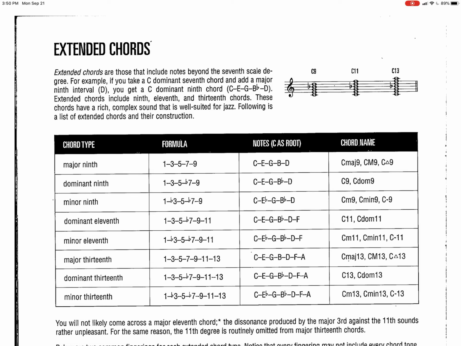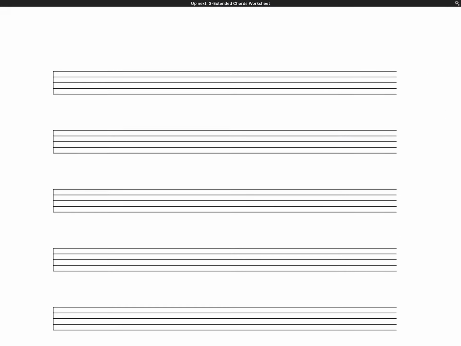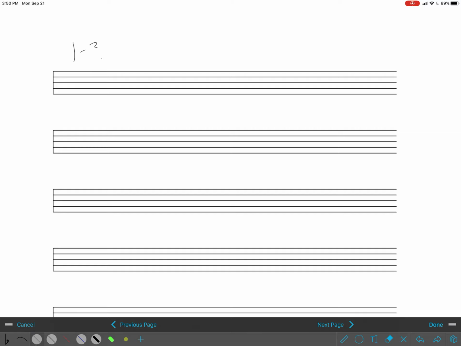Hey guys, today's lesson is on extended chords or extended harmony. Basically, guys, anything that is an extension of the chord is anything that goes beyond the seventh. Okay, so if we take a look at our regular chords, we would have usually 1, 3, 5, 7.